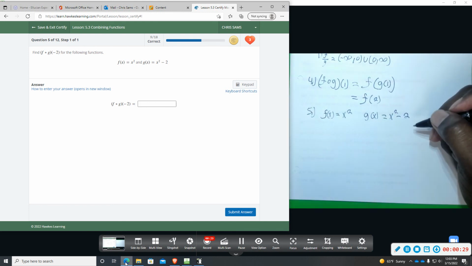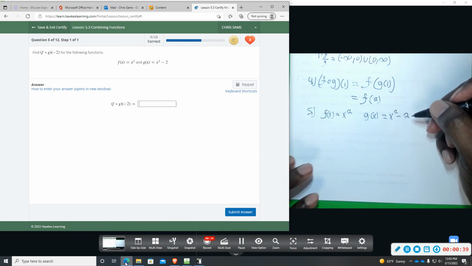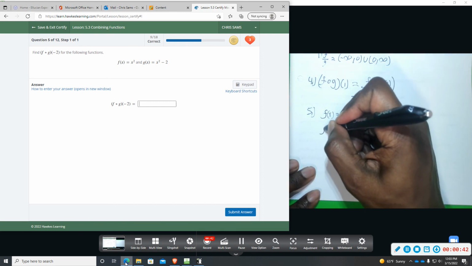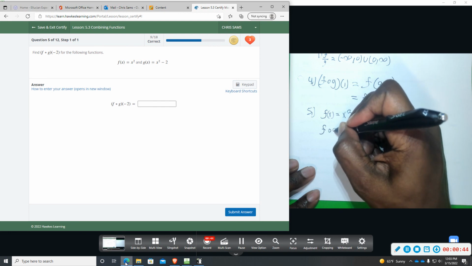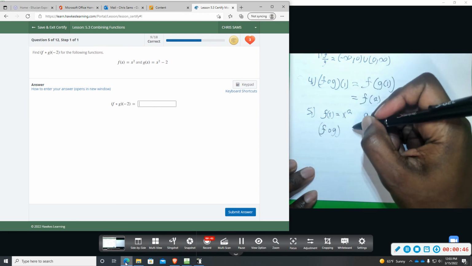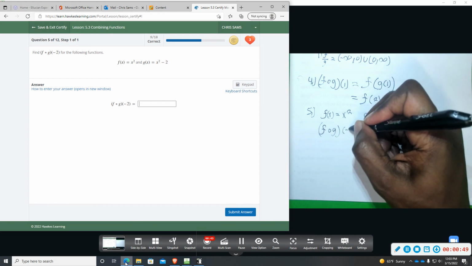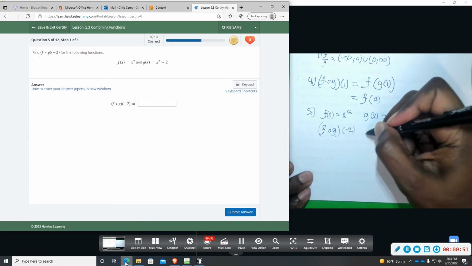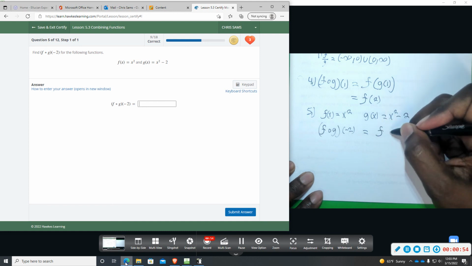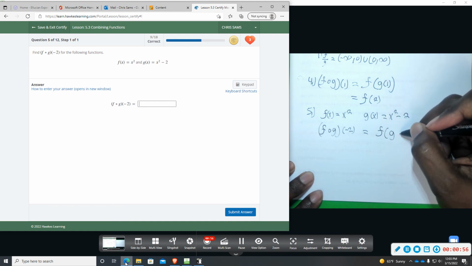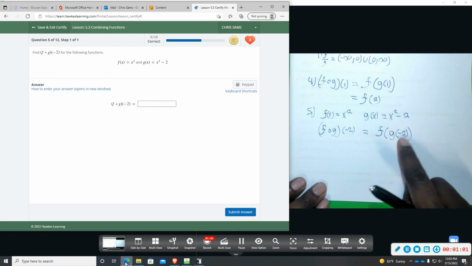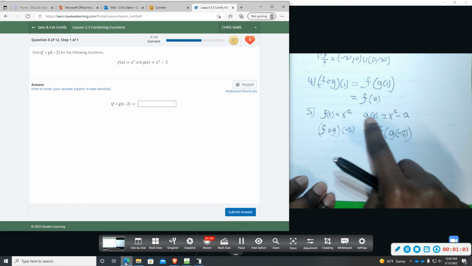Now you can actually find f of g of x and then just plug in the 2 one time. I like to just do it one at a time. I like to plug it in one and get that answer and plug it into the other. So f of g of negative 2. What that means is f, then parentheses g, then parentheses negative 2. So we're going to be plugging in a negative 2 to the g equation. We're going to do that first.